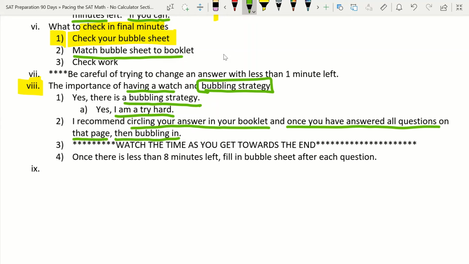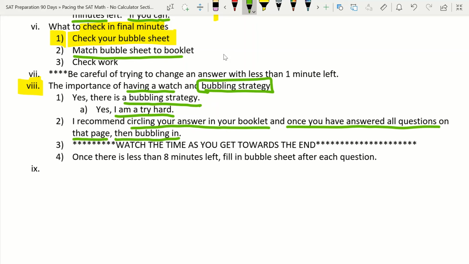Or those 5 through 8, or whatever the problems are. So you bubble those in on your answer sheet. So why do we do this? Well, if we're bubbling in each answer after we get it, then we're going to be jumping between our test booklet and our answer sheet multiple times, once after every question. But if we wait and do it after we've answered 4 questions on the same page, then we're taking less time to jump between the two.